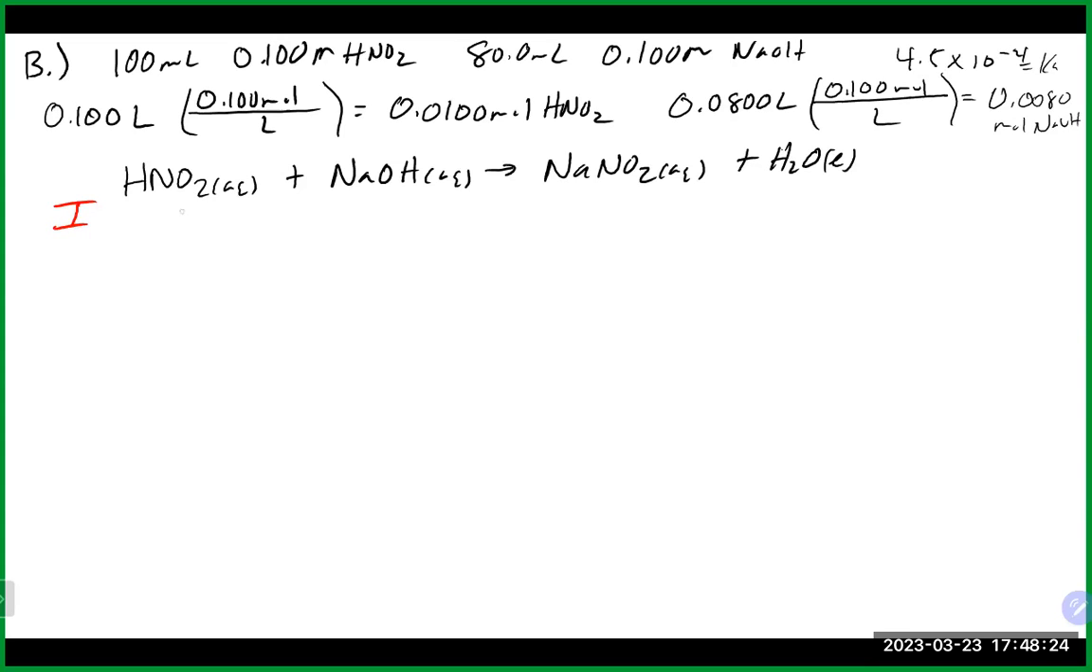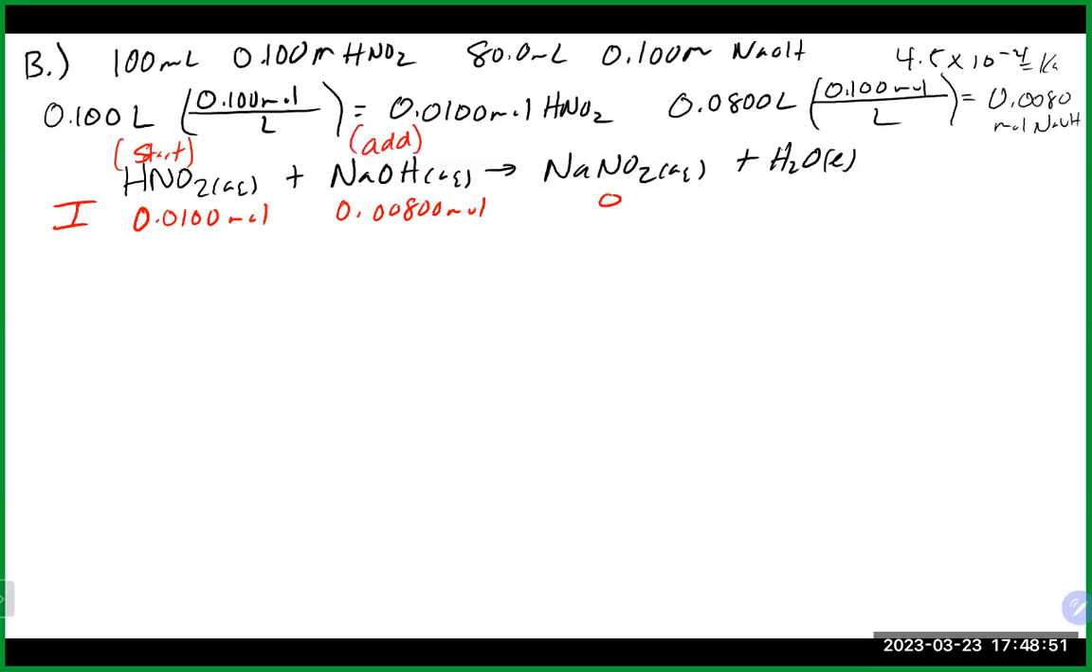So for our acid, we got 0.01 moles. For our base, we got 0.008 moles, and we have 0 of this guy. So once again, if you're not sure exactly where you're at, you probably have an idea based on the question, but again, that's what we're starting with, and this is what we're adding.